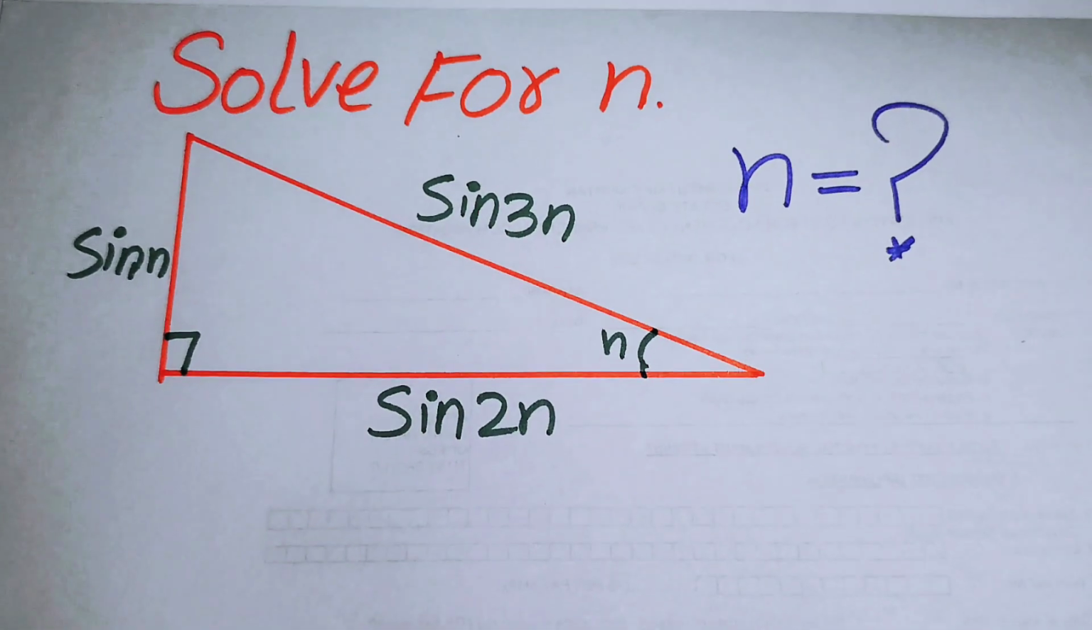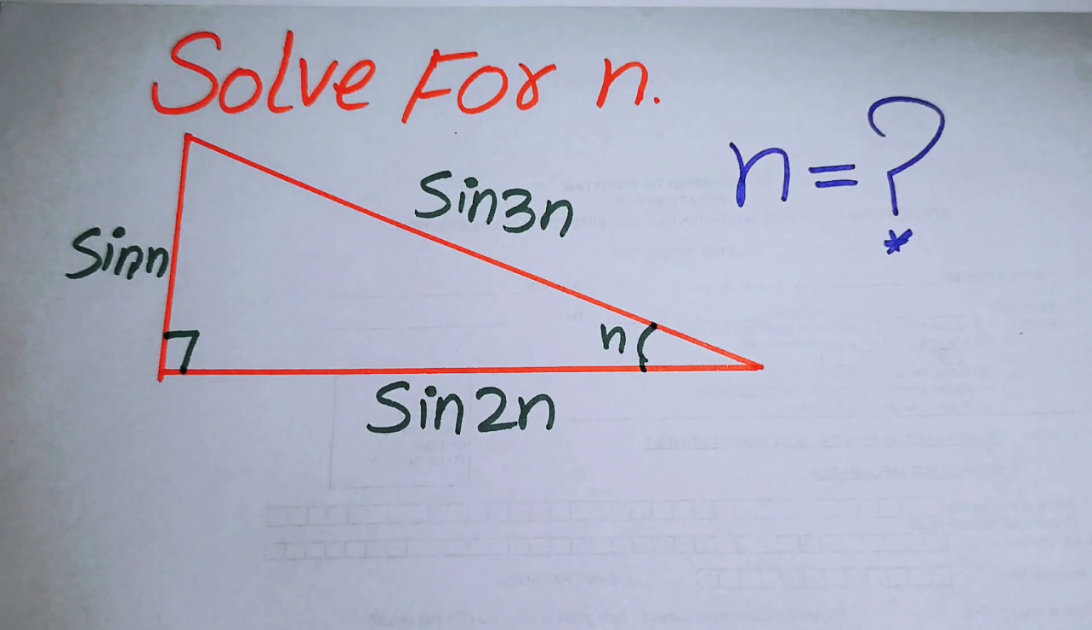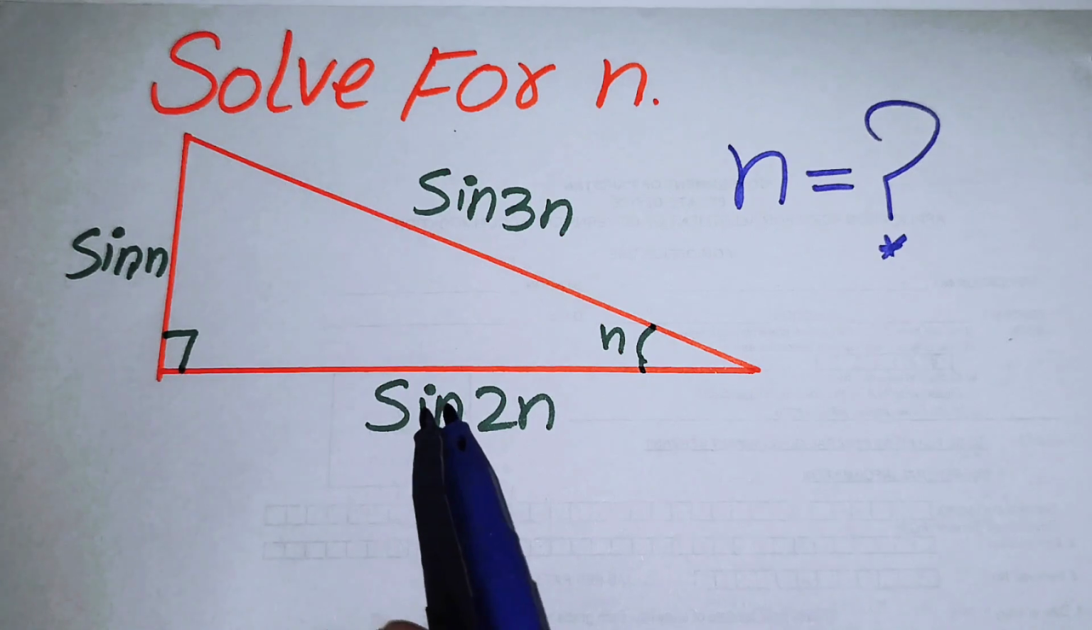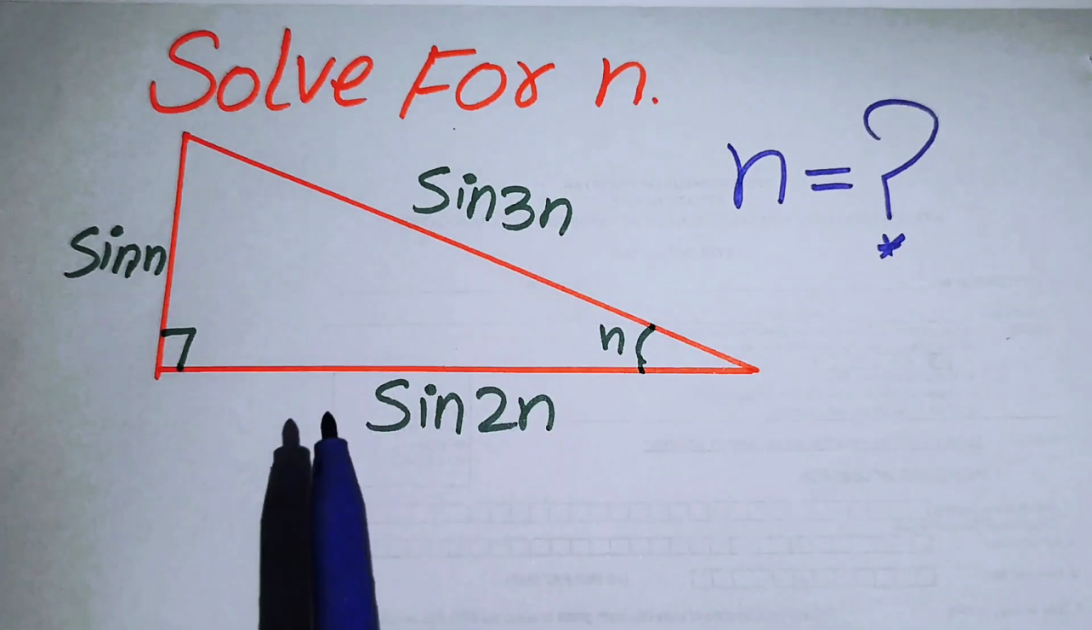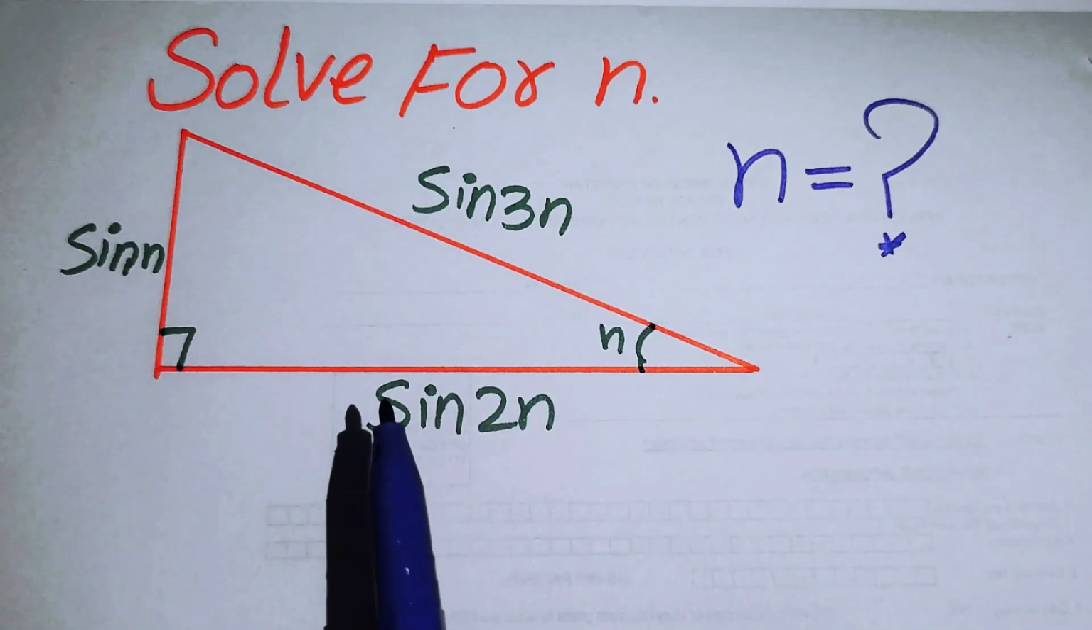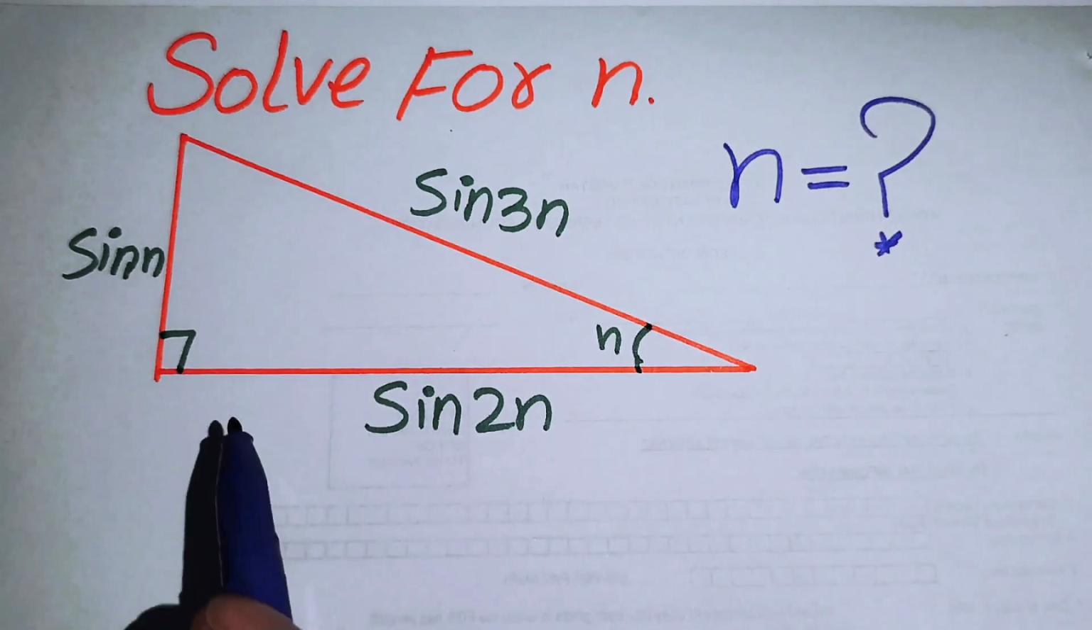In this video we are going to solve this nice math Olympiad geometric problem, and here we have a nice right triangle in which its sides are the trigonometric functions, and we will solve this problem for the values of n. So the very first thing we are going to do is focus on this triangle.